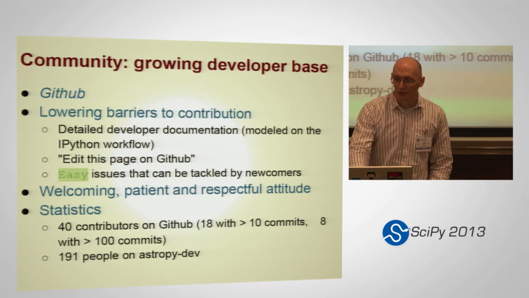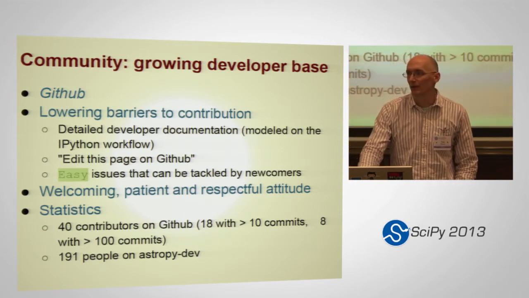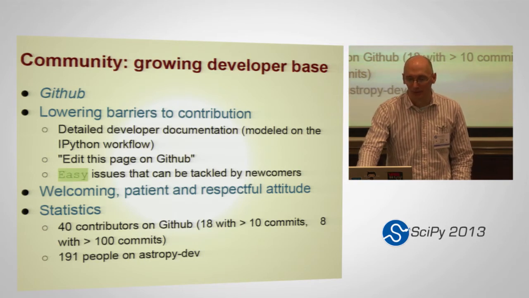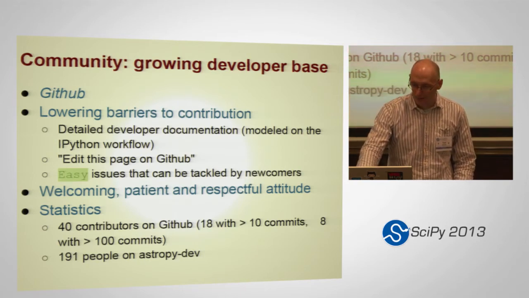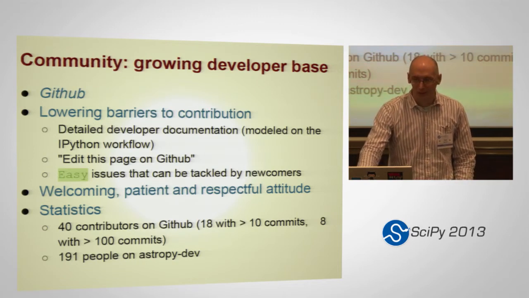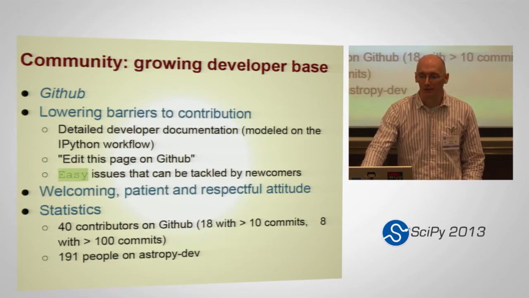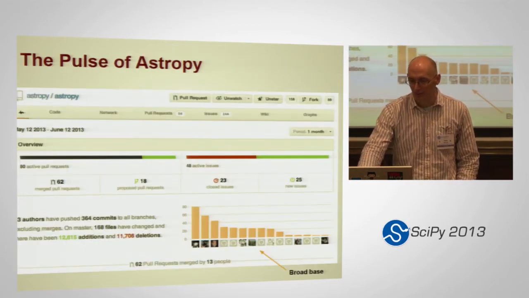Let me tell you about statistics. I think that AstroPy has succeeded in attracting an open source developer community. We have a total of 40 contributors right now on GitHub. There are 18 with at least 10 commits and 8 with over 100 commits, and 191 people on astropy-dev. It's pretty good. And this is the GitHub pulse on AstroPy.